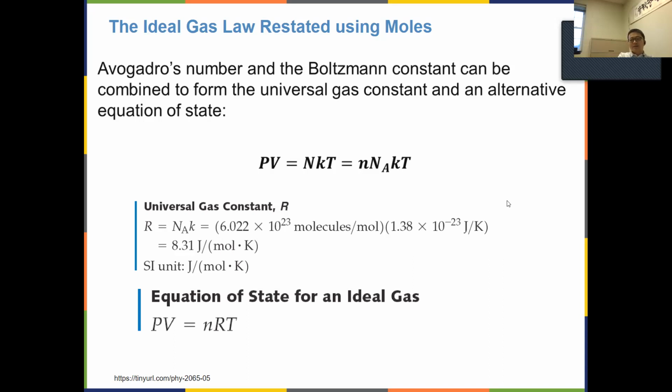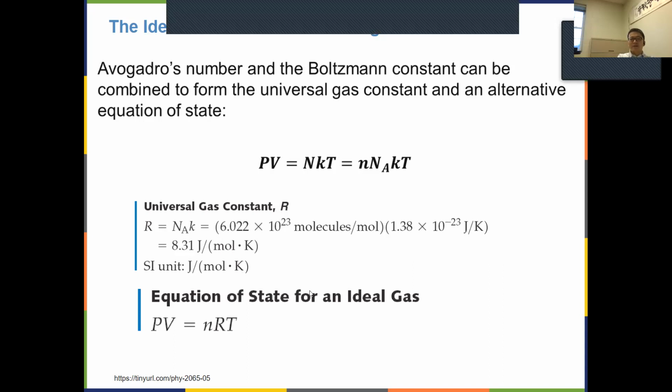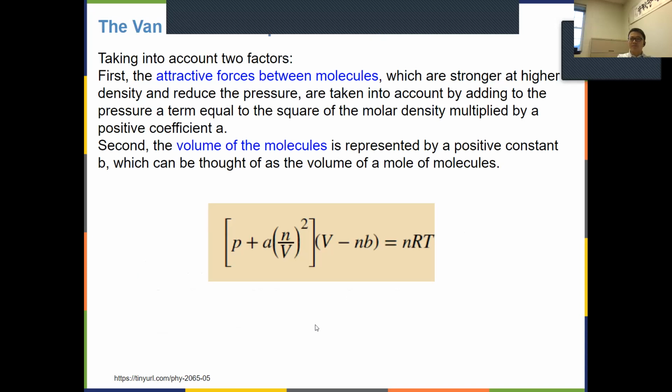So then the ideal gas law, or we can also call it the equation of state for ideal gas, can be written as pressure times volume equals small n times R times T. Small n being the number of moles, R being the universal gas constant, T being the temperature. Now that's for ideal gas.